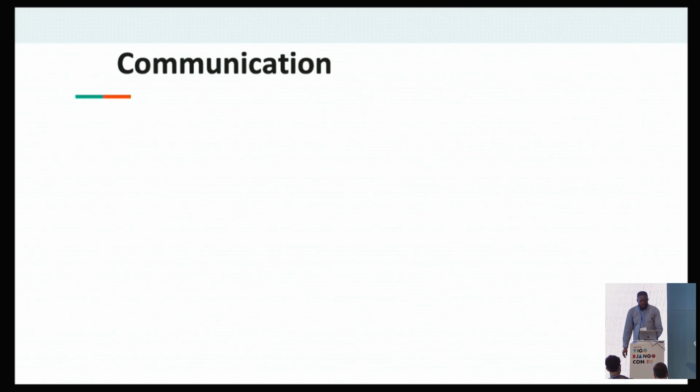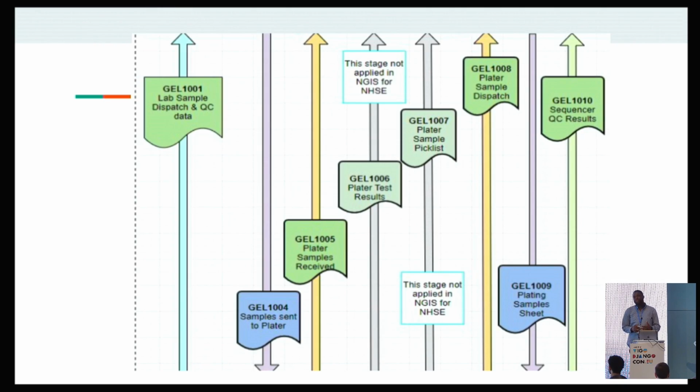So let's talk about communication. Once we receive a sample from a laboratory, we have to follow some standard protocols. We call it a GEL 1004 message. So what's a GEL 1004 message? It's like, I have this sample that I want to analyze. I want to check whether this patient has cancer or a rare disease. Those are the two major things that we do. So the first message they send is a GEL 1004 message.